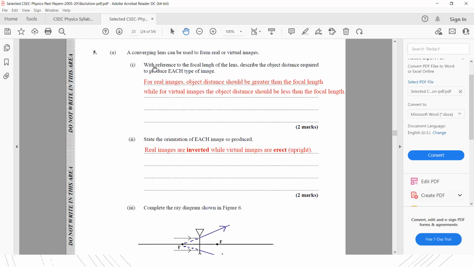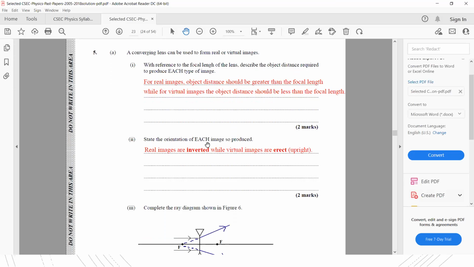All right, this one is a lens question again. Describe the object with reference to the focal length of the lens. Describe the object distance required to produce each type of image. For real images, the object distance will be greater than the focal length, while for virtual images, the object distance should be less than the focal length. Right?